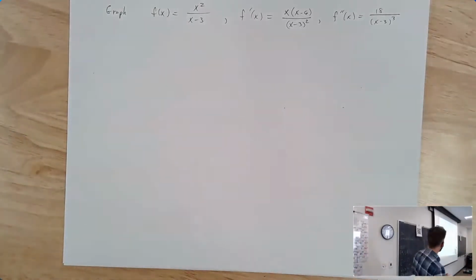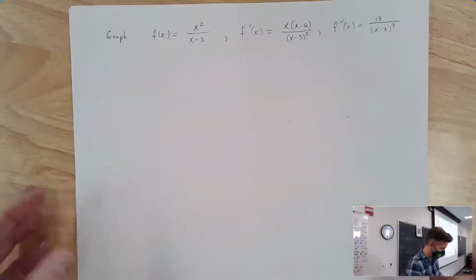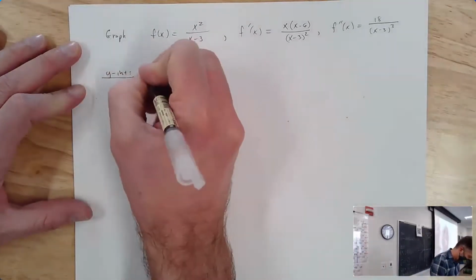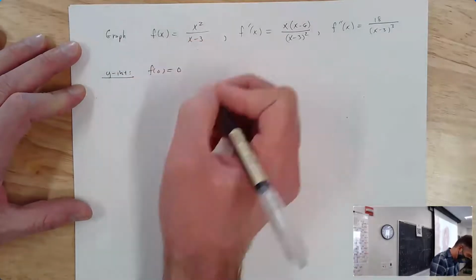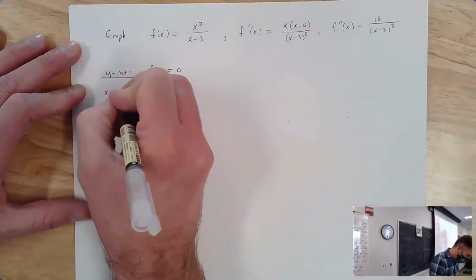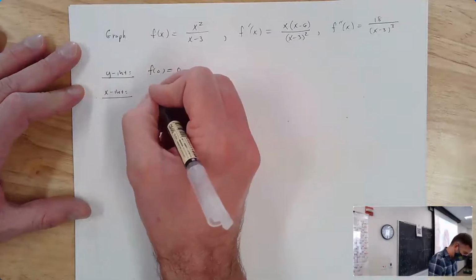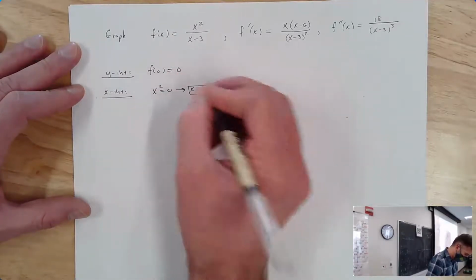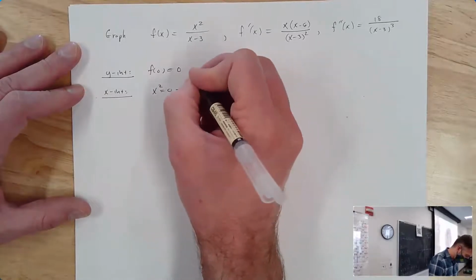So again, usual stuff. We're going to do this one kind of quick. So y-intercept, f of 0 is looking to be 0. X-intercepts, set the whole thing equal to 0. Specifically, set x squared equal to 0. You're going to get x equal to 0. So our only intercept is the origin.